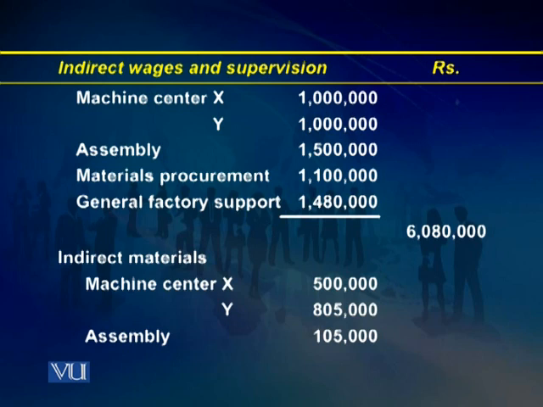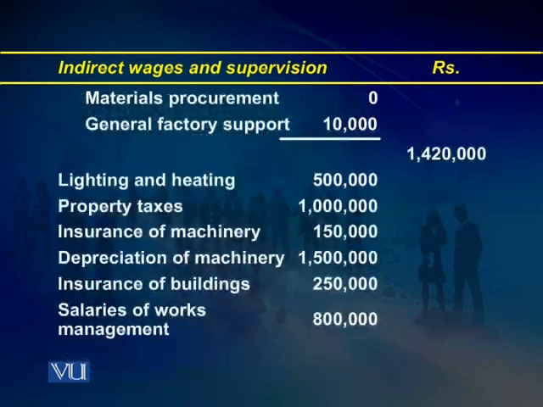The next overhead is indirect materials, and this has also been allocated to all the 5 cost centers. The 3 production cost centers, machine center X 500,000, machine center Y 805,000 and the assembly section 105,000. The 2 remaining service departments, materials procurement has no indirect material cost, and general factory support has 10,000. So this total overhead of 1,420,000 of indirect materials has been allocated to the 5 cost centers.